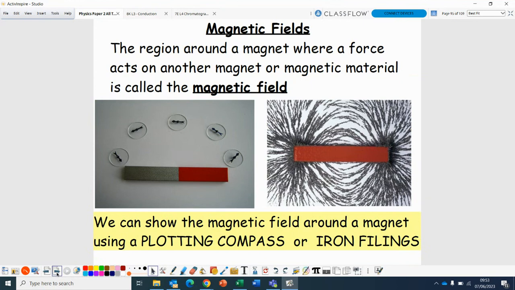If they ask you to plot or find the direction of a magnetic field, you will need to do the plotting compass experiment. The plotting compass experiment has a magnet on top of a piece of paper. You move a compass around the magnet and you note down the arrow of the compass, and then you join all the arrows together to work out which direction the magnetic field is going.